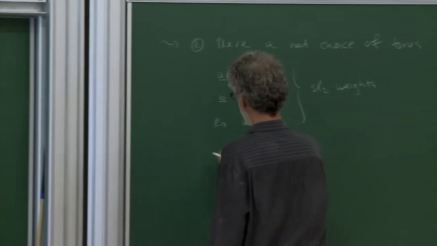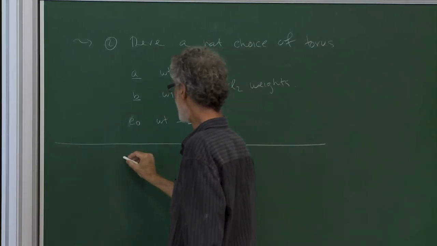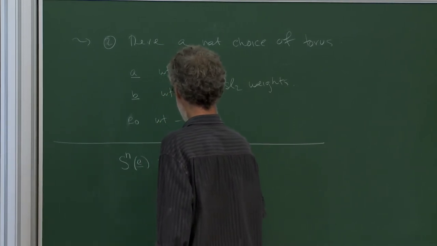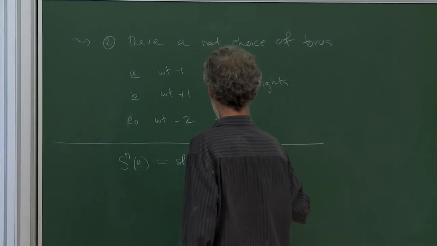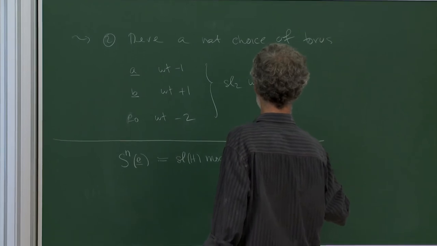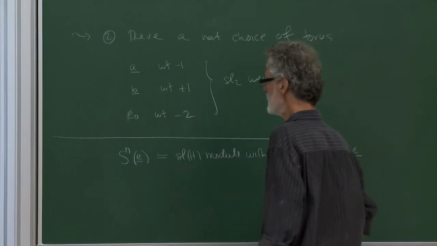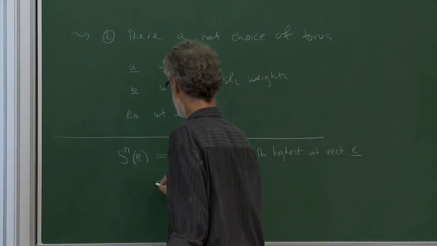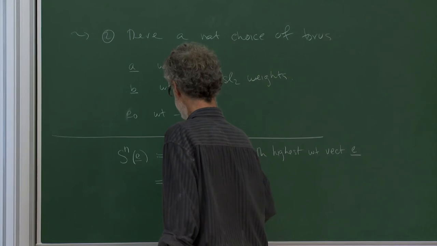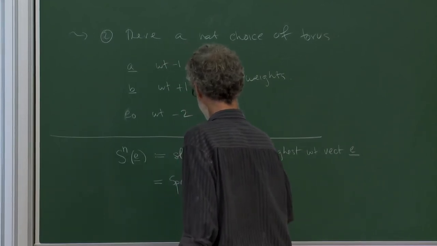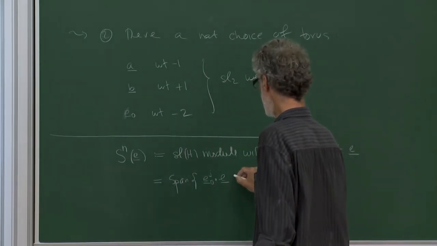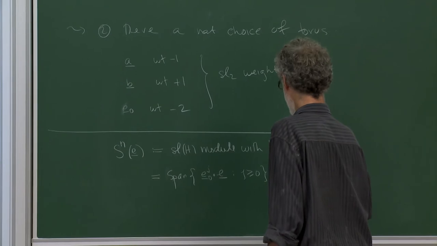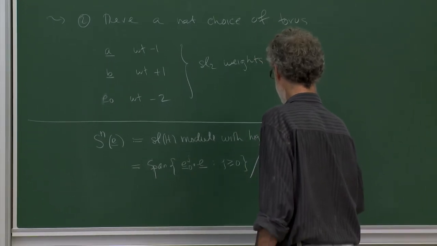And another notation I want that Francis doesn't like is that S_n E is defined to be the SL2 module with highest weight vector E. We're going to need lots of different copies of S_n, and I want to be able to label them and write down their elements. So this is just going to be the span of E0 to the j times E, modulo E0 to the n plus 1 times E equals 0.